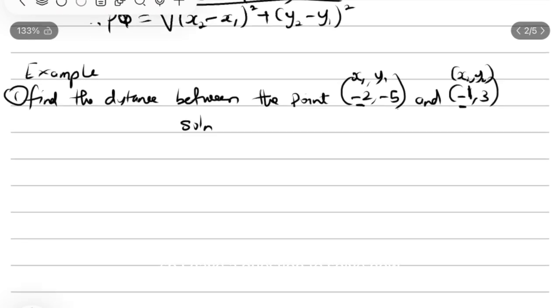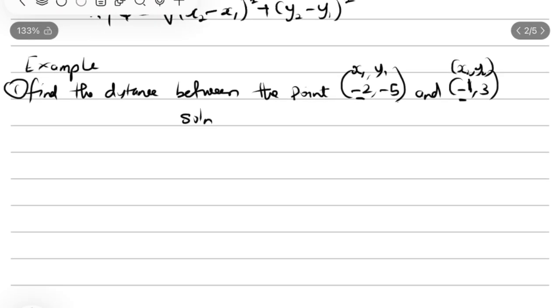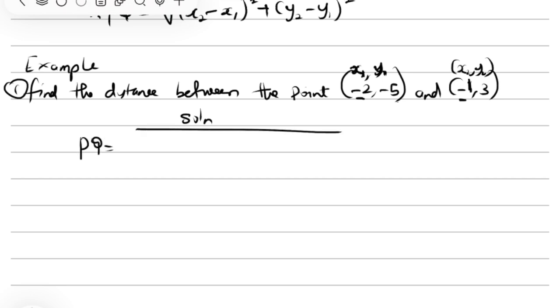So we have a question to solve now. Find the distance between the points (-2, -1) and (-5, ...) and (-1, 3). Let's call this our x1 and this our y1, and this is our x2, y2. So how do we solve this now? Substitute. So we know that PQ equals what? (x2 minus x1) squared plus (y2 minus y1) squared.